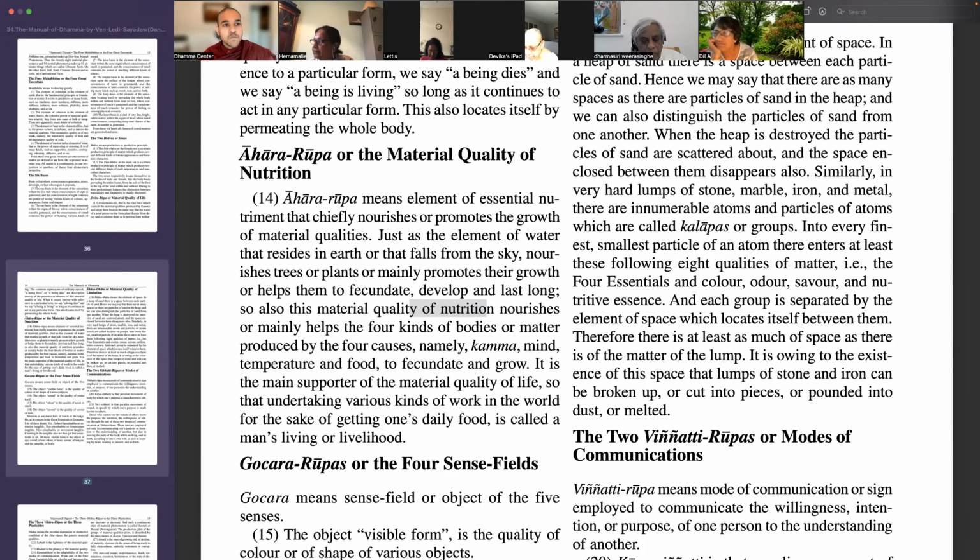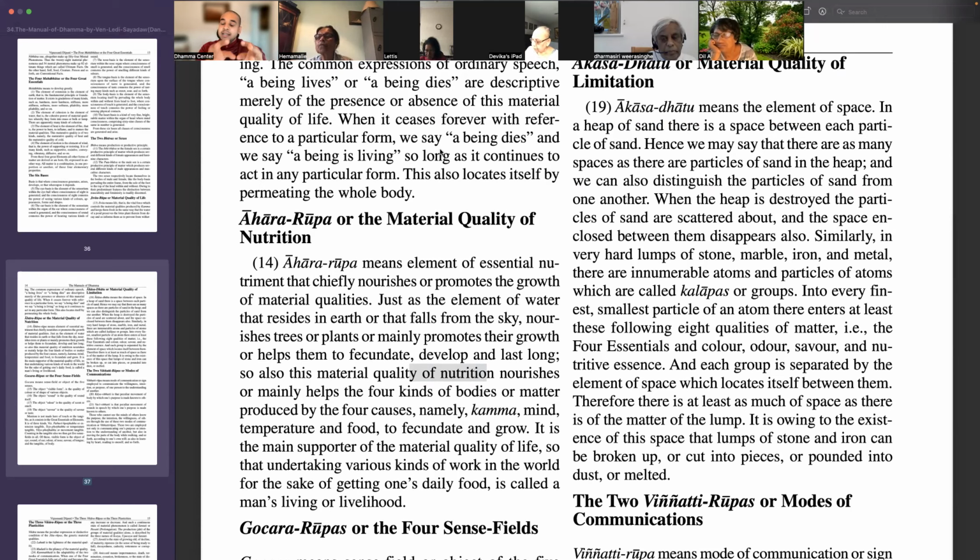The energy which I'm referring to right now is Jivita Indriya. That Jivita Indriya is found throughout life. It's an energy which allows the continuation of whatever is there, whilst the ahara rupa is far more momentary in its sense, where it allows that rupa to flourish at that moment. It sort of nourishes that process.